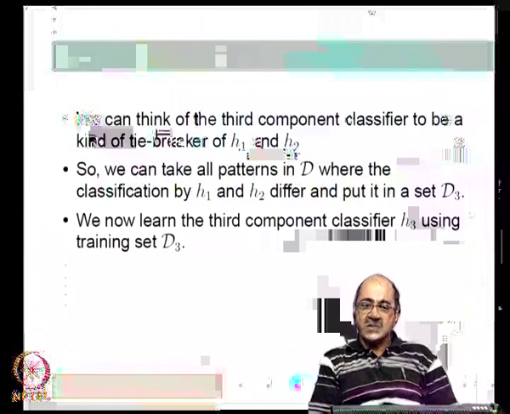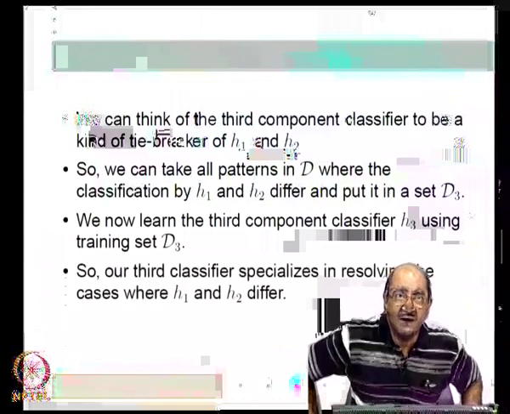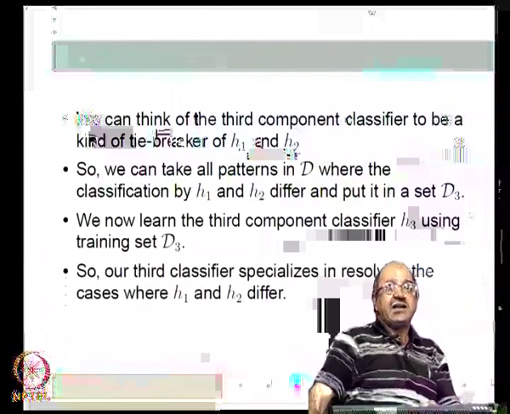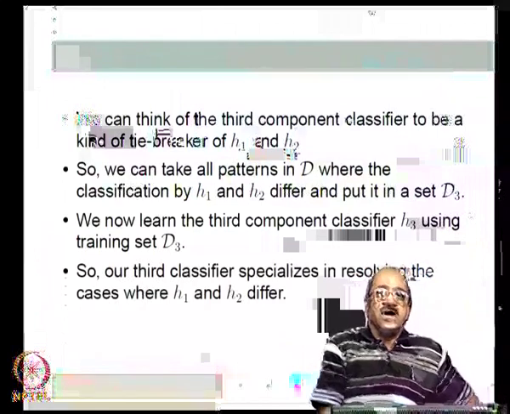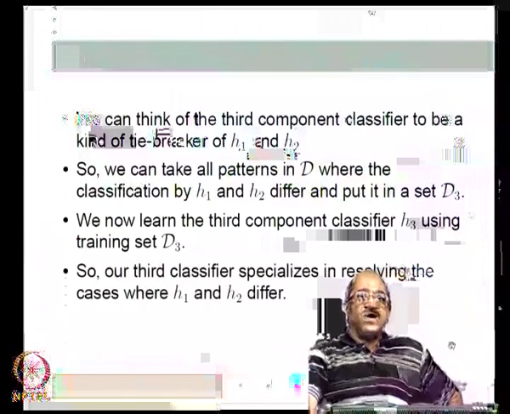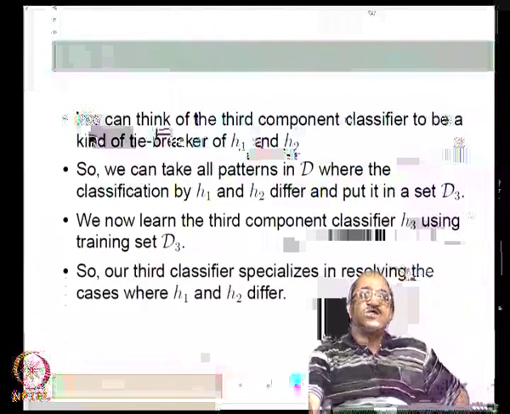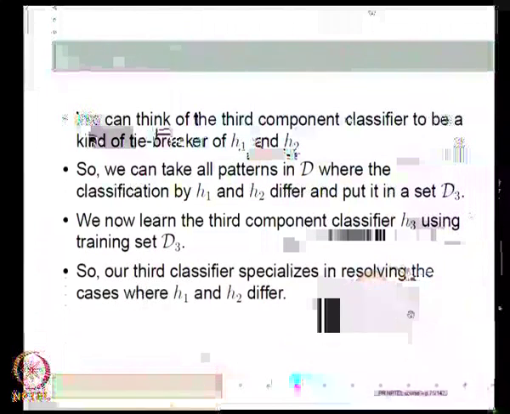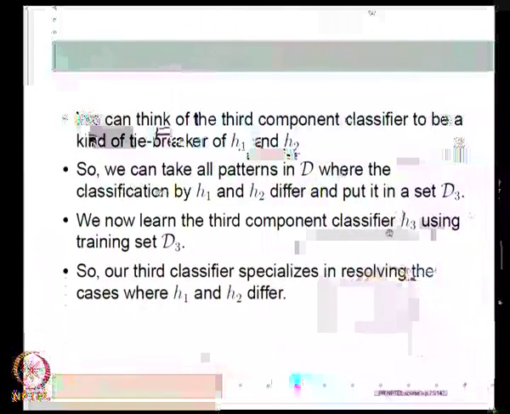Right. So, what did we do? We made our third classifier specialize in resolving the cases where H1 and H2 differ. Because we are using only 3 classifiers, we put sufficient variation for H1 H2, so that H1 H2 cover most of the space, and then we made the third classifier specialize in trying to classify those cases where H1 H2 differ.